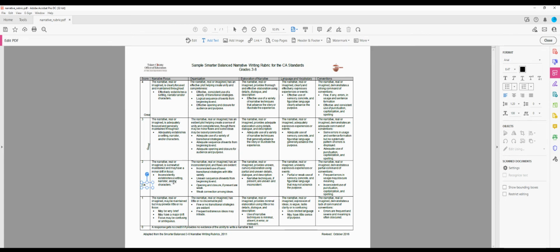A 2 paper is just okay. That's probably what many of your drafts are going to be like. Most students start off with a 2, and then through our revising, we make it into a good or a great paper. And then a 1 paper is poor. It has a lot of mistakes. It's difficult to understand. And then a 0 paper would be unacceptable.